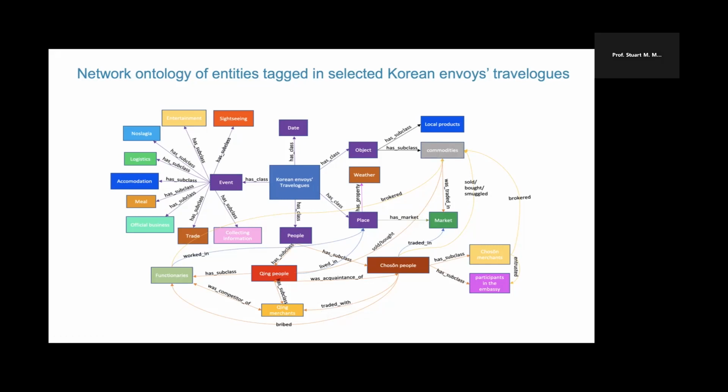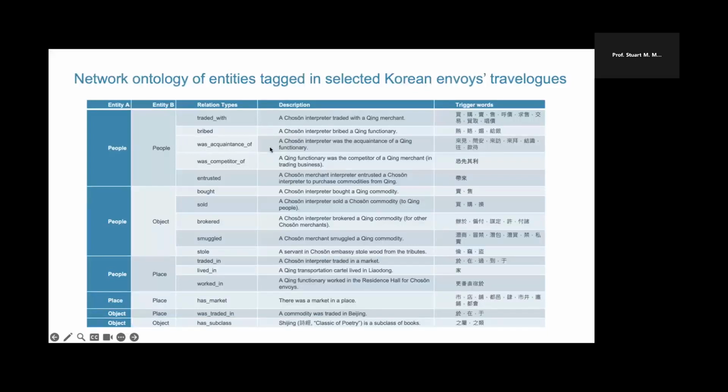So with this ontology, I was able to systematically tag or mark up the links between different entities based on all the tagged classes. Here is the explanation of different relations and also the trigger words. The trigger words are the verbs such that whenever I see them in the text, I will consider the relation types between different entities. For example, traded with: we can see lots of trigger words which can apply to this relation, like 买、购、卖、售、估价、求售、交易、冒取、唱价, and so on. And another example, like bribed.